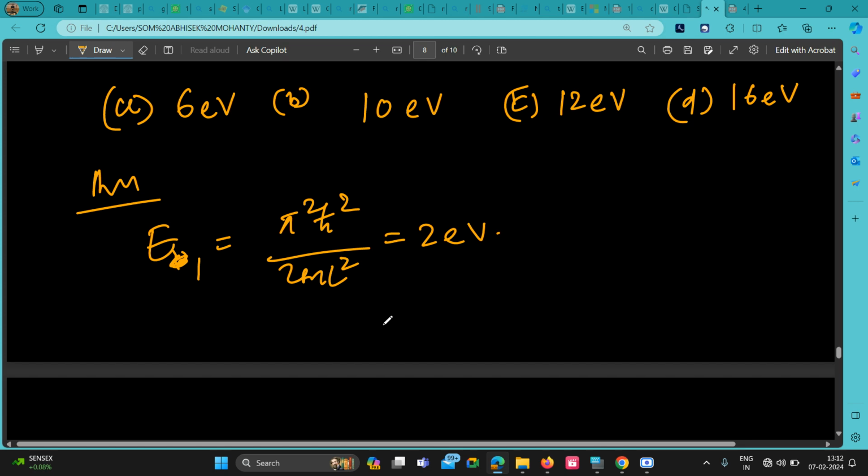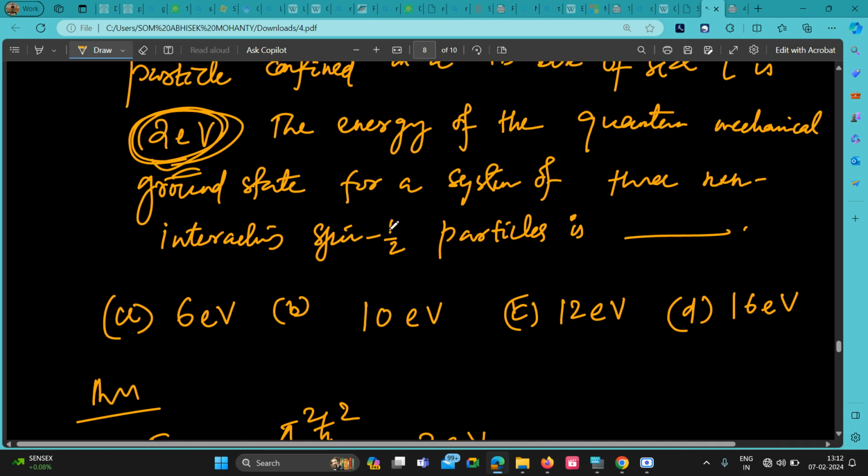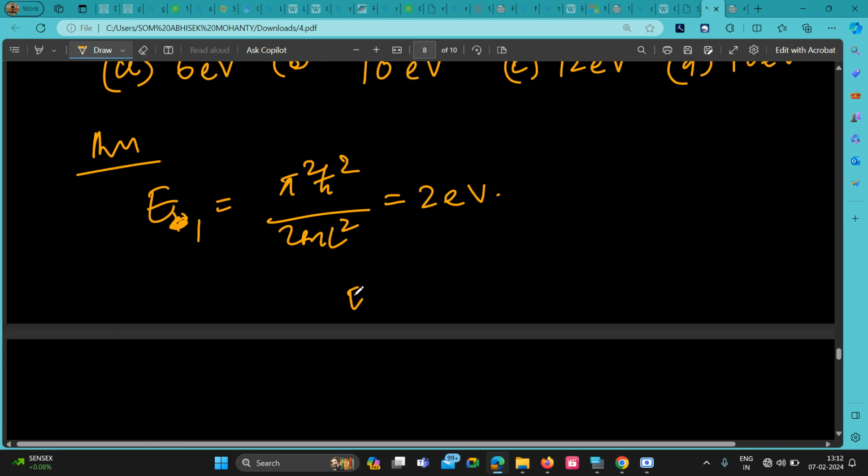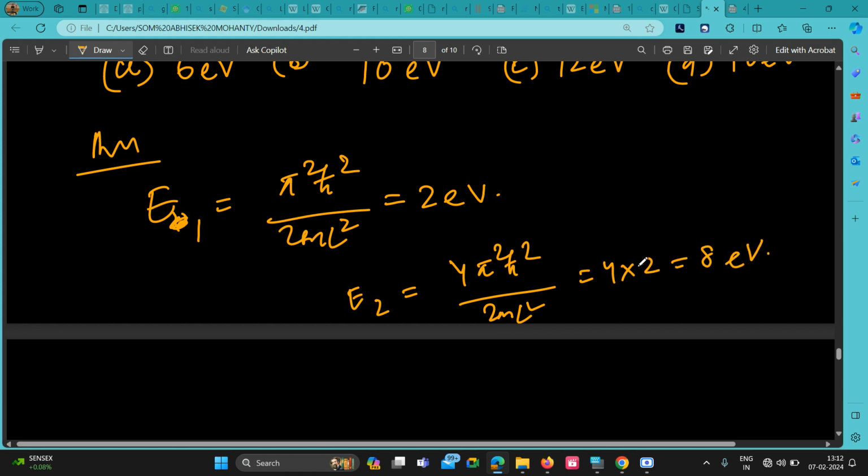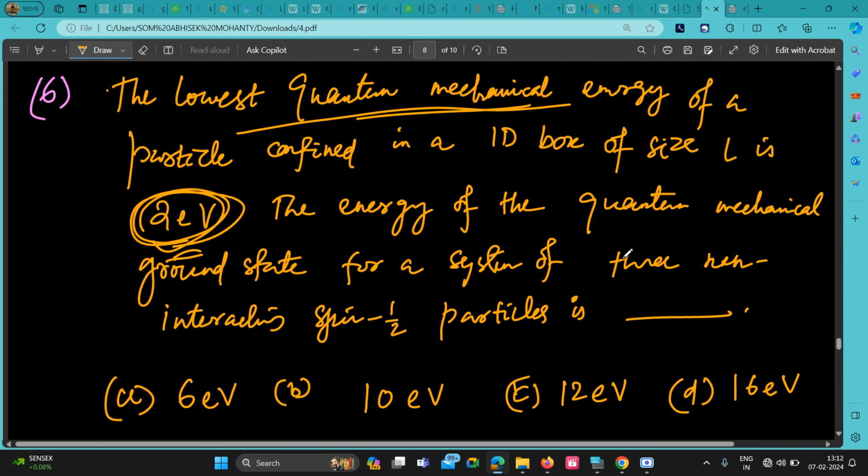What is the question? The ground state for a system of three non-interacting particles. Your E2 is how much? 4π²ħ²/2mL². So that will be 4 times 2, so that will be 8 electron volt.